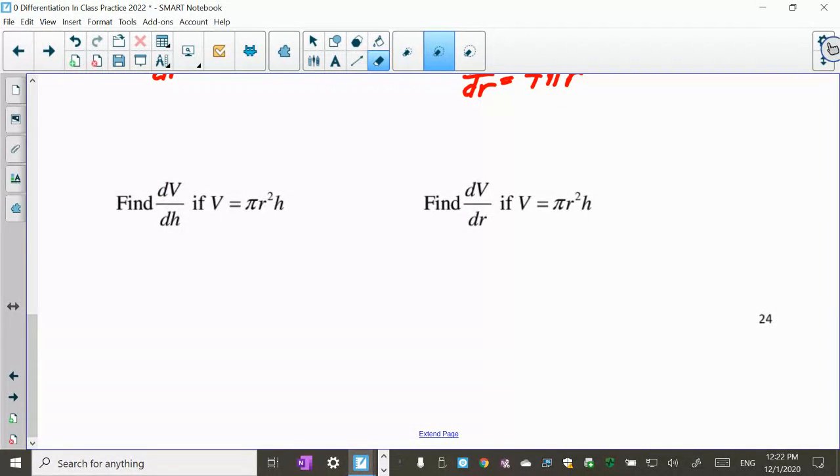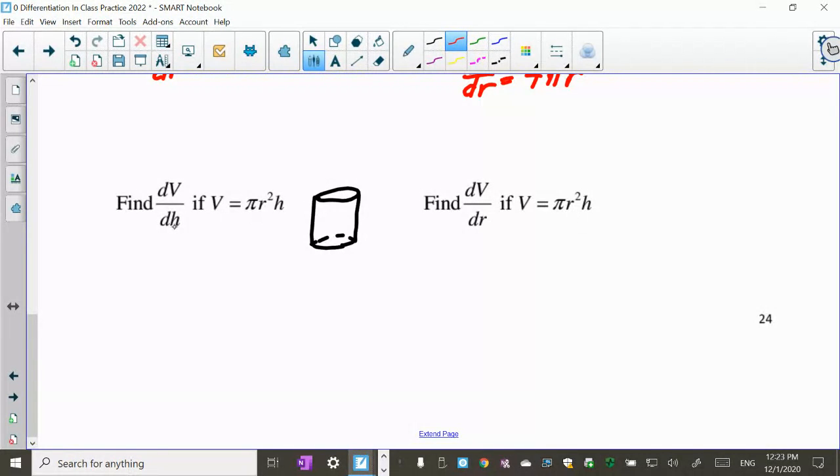Now these last two of this in-class practice that we did was the formula for the volume of a cylinder. Okay, so here's a cylinder. They're both the same, but I wanted you to notice, I want you here to find dV/dh, meaning I want to find the derivative of the volume with respect to the height. So the height's changing here, and we're going to assume that the radius is going to stay constant. And over here, I'm asking you to find the derivative of the volume with respect to the radius. So the radius is changing and the height is going to be constant.